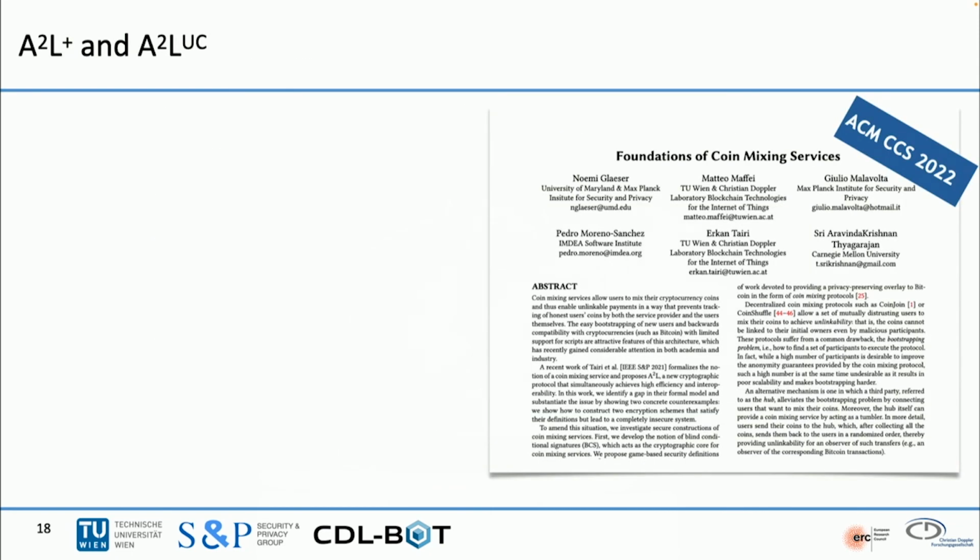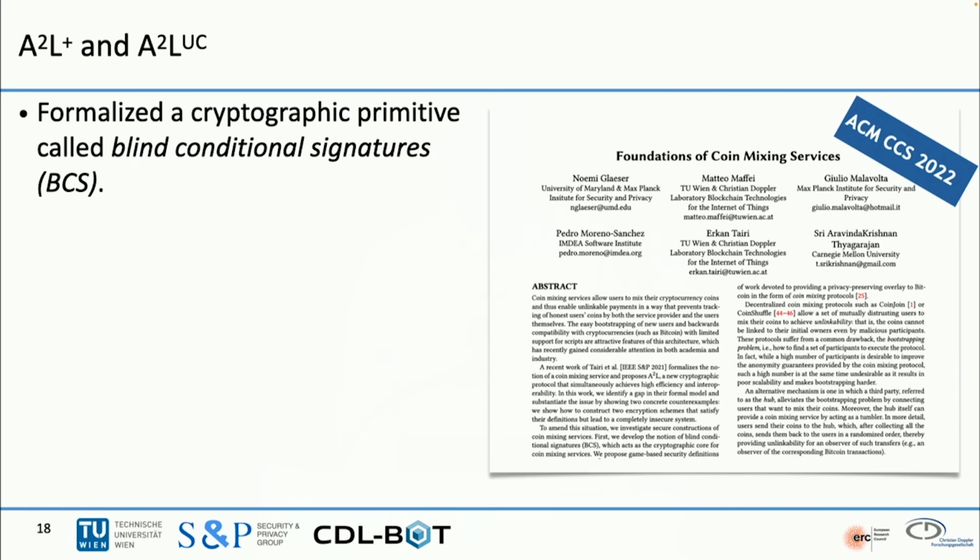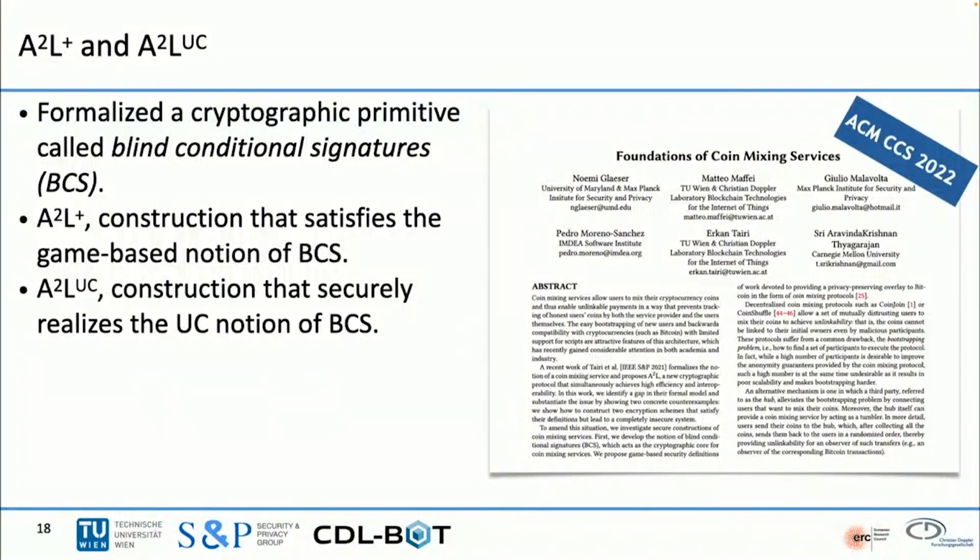To conclude, I would like also to give a teaser on a follow-up work that we have in collaboration with our colleagues Glaser and Malavolta from the Max Planck Institute for Security and Privacy, and Tyagarajan from CMU. So in this work, we basically identified a security gap in the original security model for payment channel hubs that we fixed by introducing a more elegant primitive that we call the blind conditional signatures, and for which we have 2 different instantiations. One that satisfies a game-based notion, and another one that satisfies a universal composability definition. These 2 realizations offer different trade-offs in terms of efficiency and security, and I invite you to have a look at the paper for further details.